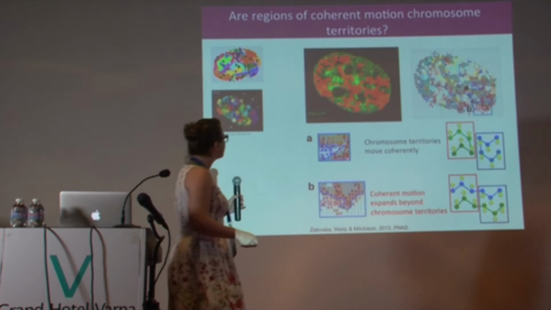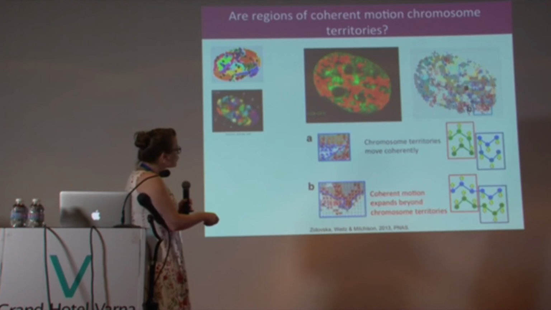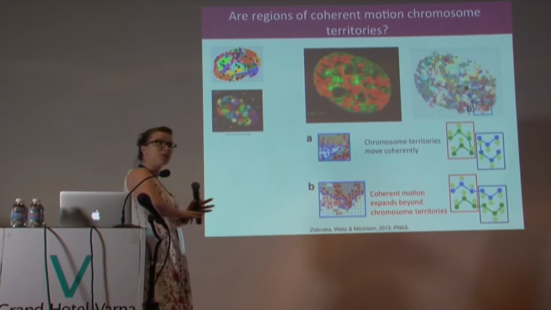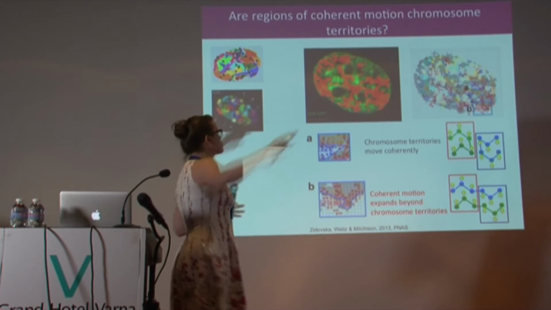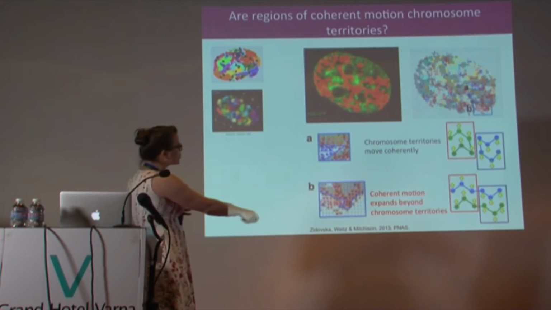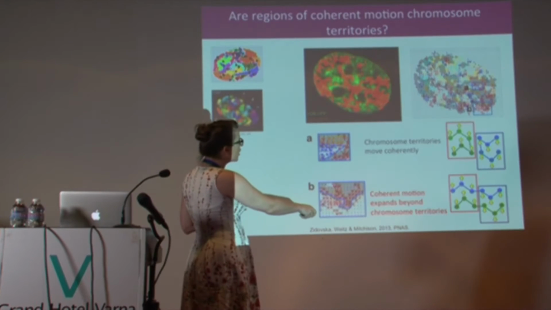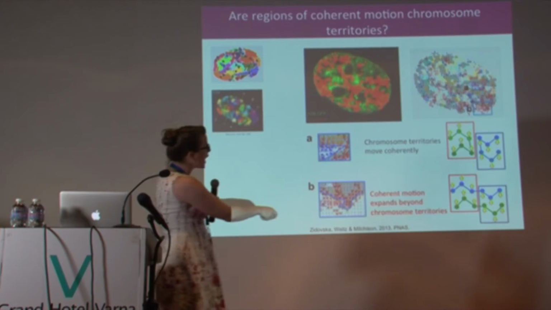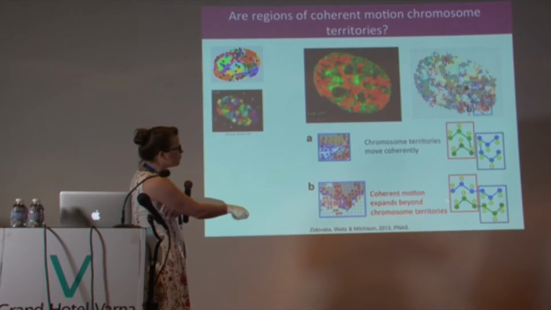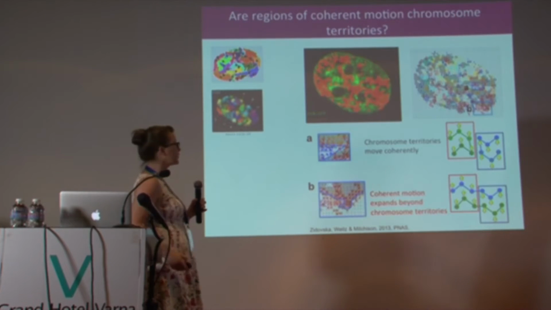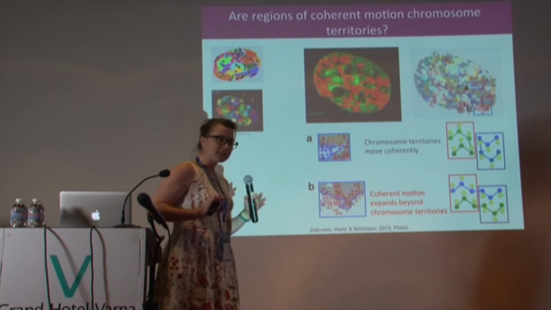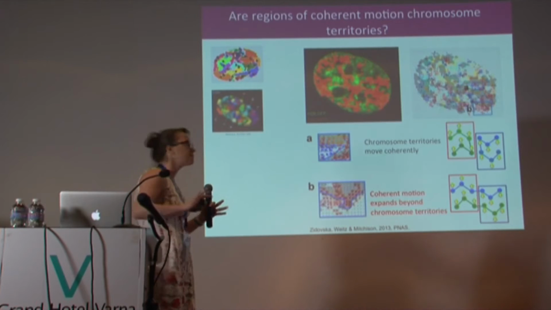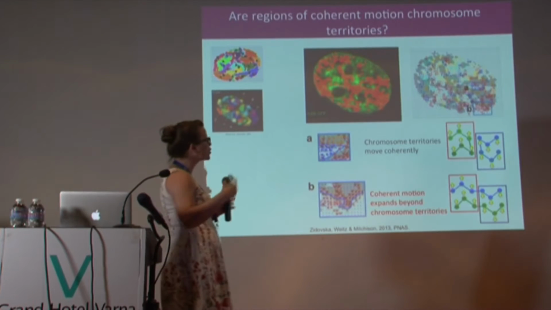In most cases, what we find is that you have two neighboring territories, as here the gray and the white one, and the coherent region actually expands beyond the boundary. It spans parts of two chromosomes, as shown by this cartoon, where you see parts of the blue and green territory move in this box together coherently. So this suggested that we don't see the motion of the entities themselves. It might be something functional.